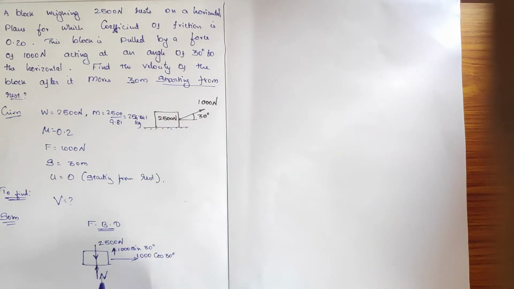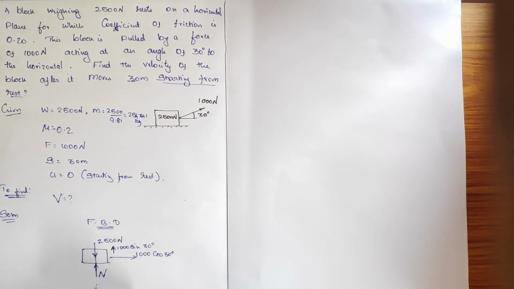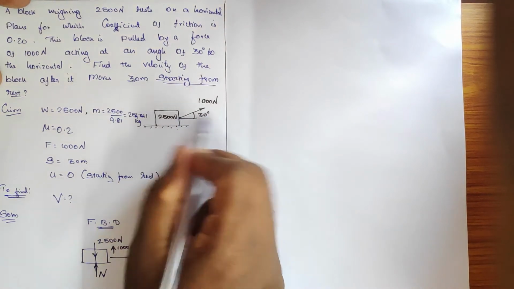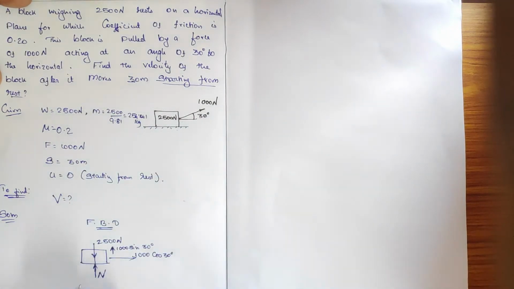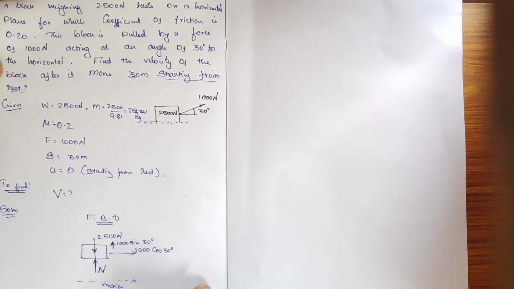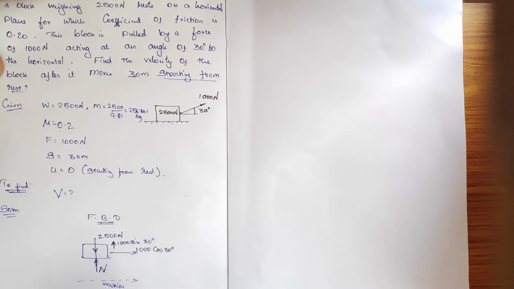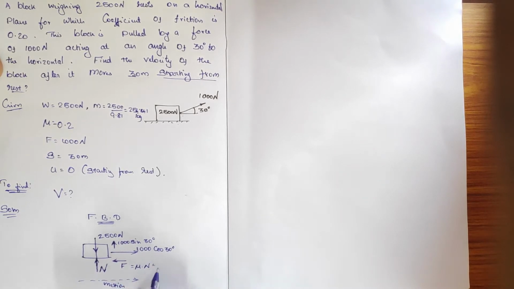So the friction force should be predicted based upon the motion. Here, since the force is applied something like this, the block definitely moves towards the right side. Am I right? Since the motion will be towards the right, the friction force will be towards the left. Friction is mu into N, so it will be 0.2 into the normal reaction, right?